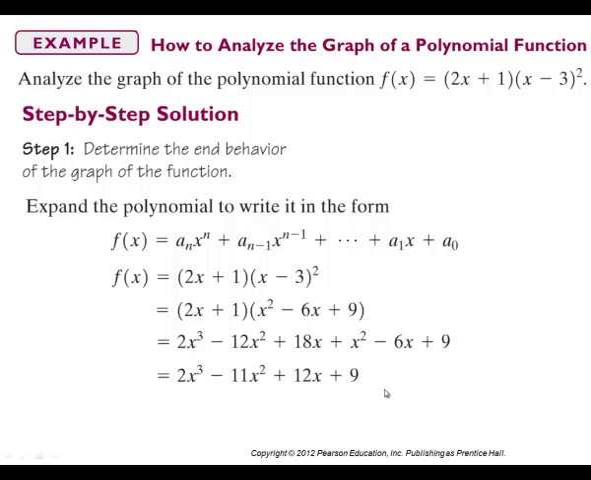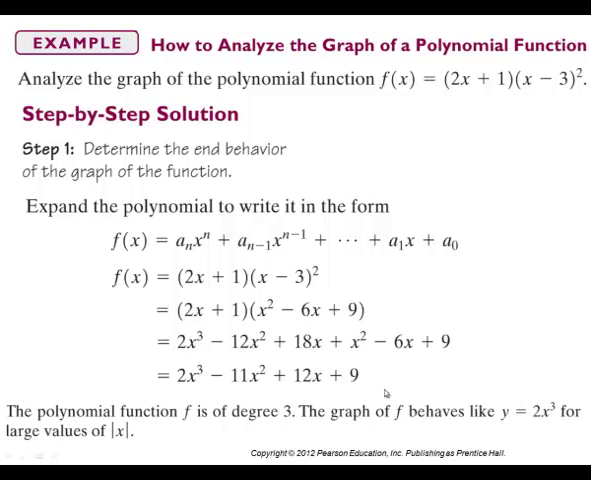So this will have at most 2 turning points. It's going to have an end behavior of x cubed. It's going to be up and to the right, down and to the left. We know it's going to go through one point and touch at another point. Okay, so we have a degree of 3, so it's going to behave like a 2x cubed.